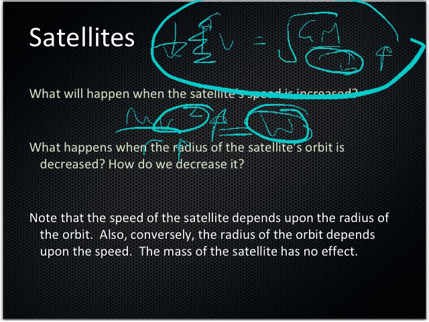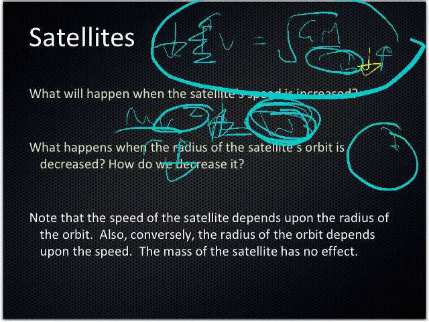What happens when the radius of the satellite's orbit is decreased? How do we decrease it? That's essentially what we just talked about. We now want to decrease the radius, so you must decrease your velocity because your weight is fixed. Once you've moved to the new, lower orbit, we've now decreased the radius, so you now need to increase the velocity. So you slow down and then you speed up so that you can go in that orbit.